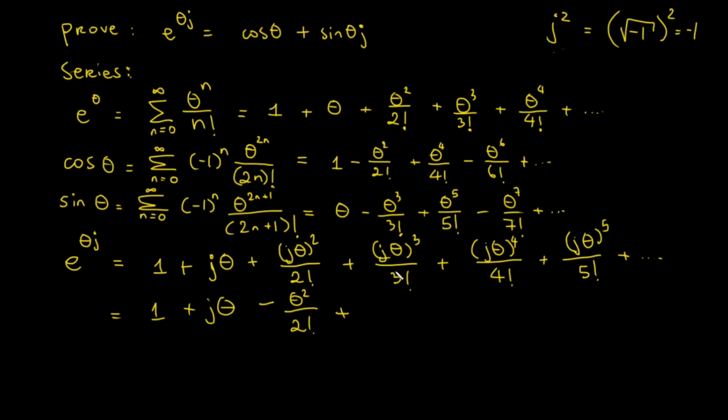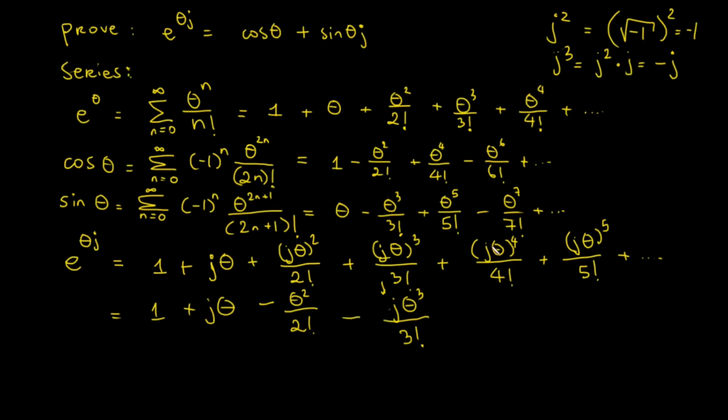So now let's try to simplify this term right here. So we're going to have j power 3. So j power 3 you can expand into j squared times j. And we know from above that j squared equals -1, so it's going to be negative j. Therefore, from here you're going to simplify into negative j theta power 3 over 3 factorial. And since we have the negative right here, let's replace the plus sign with the negative sign.